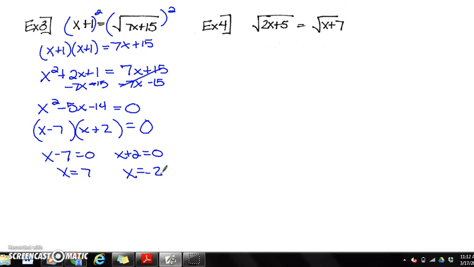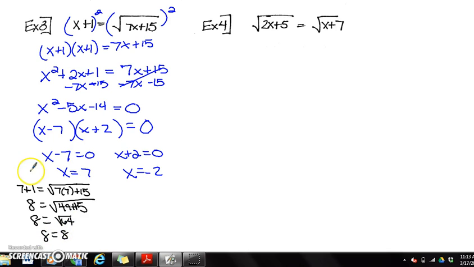Now, we're going to have to check them. Not your favorite, but when we plug in 7, 7 plus 1 will equal the square root of 7 times 7 plus 15. Oh, gonna have to do some multiplying. This is 8. Here we'll get 49 plus 15. So we get 8 equals the square root of 64. So 8 equals 8. So this one, he's a winner.